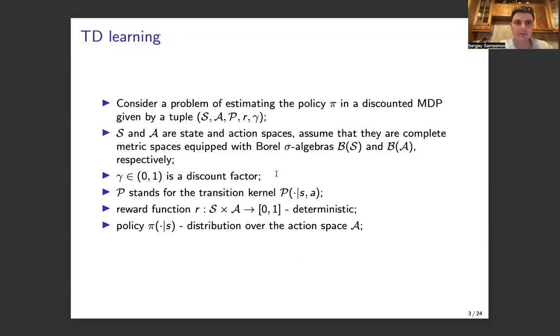I will start with a brief recap on the setting of the TD learning procedure. We consider the problem of estimating the value of a policy in a discounted MDP given by a certain tuple, where S and A are, respectively, the state and action spaces. They are assumed to be complete metric spaces with their Borel sigma algebras. Gamma from 0 to 1 is a discount factor. P is the transition kernel related to the properties of our environment. The reward function R takes values from 0 to 1 and is deterministic. And the policy pi is a distribution over the action space A.